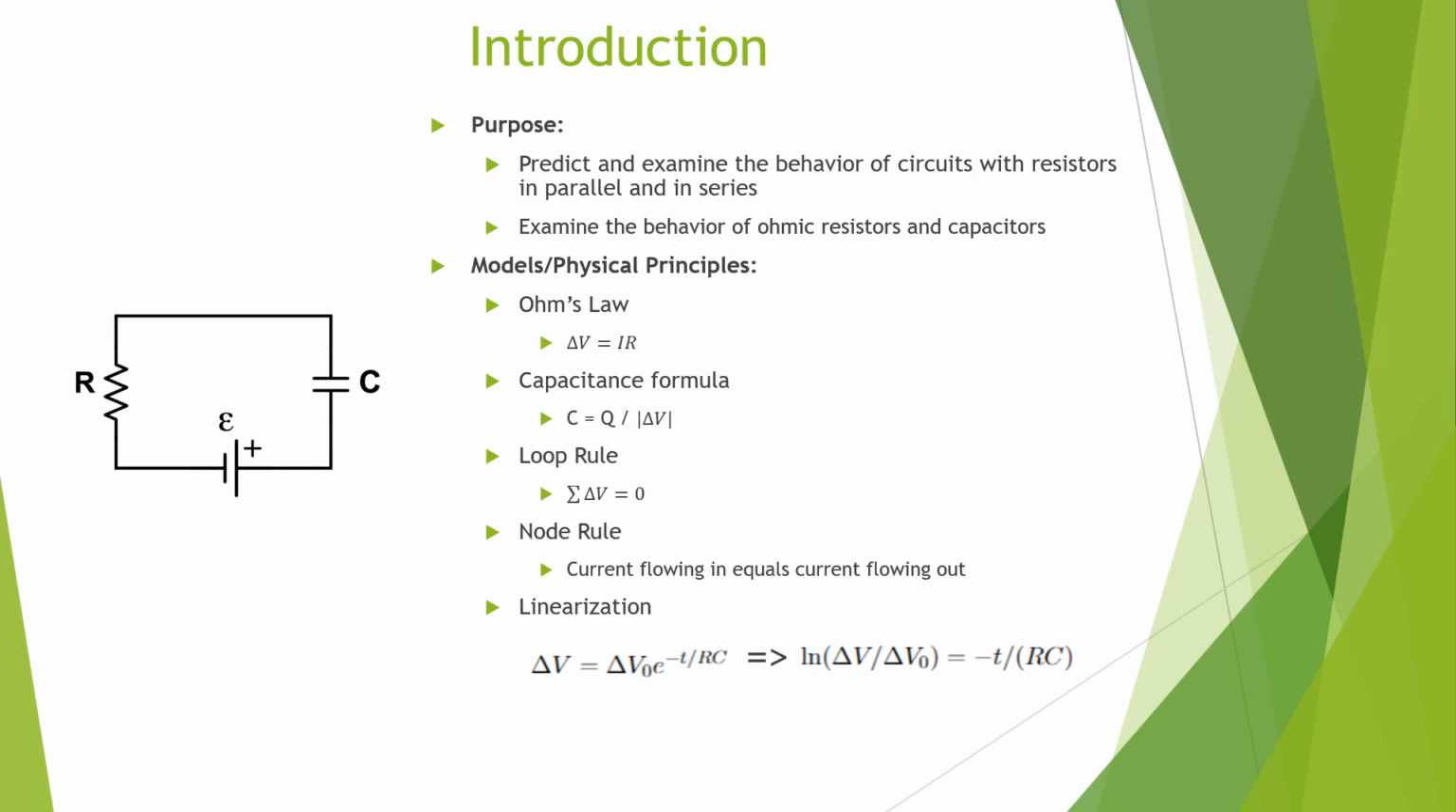The purpose of this lab is to predict and examine the behavior of circuits with resistors in parallel and series, and the behavior of ohmic resistors and capacitors. The models and physical principles used throughout the lab include Ohm's law, which is that the change in potential is equal to the current times the resistance; the capacitance formula, where the capacitance is equal to the charge divided by the absolute value of the change in potential; the loop rule, that in a closed circuit loop the summation of the changes in potential is equal to zero; the node rule, that any current flowing into a node has to equal the current flowing out of the node; and the concept of linearization.